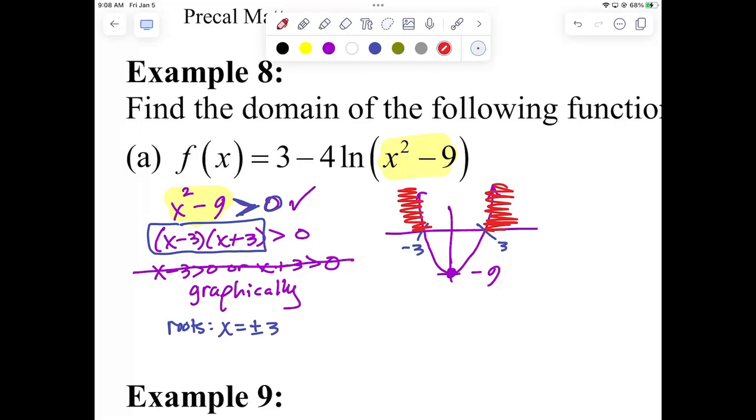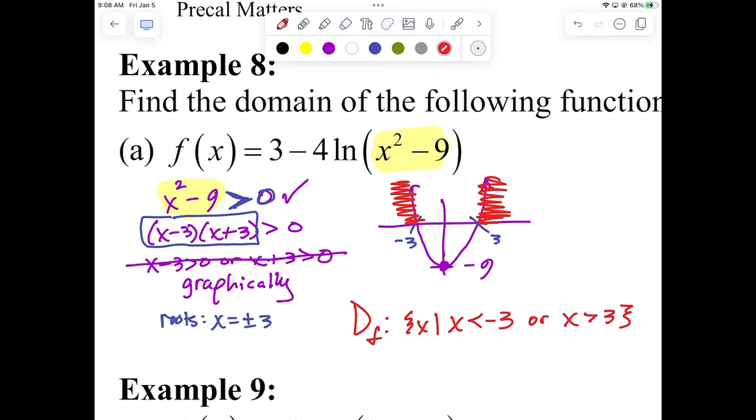Does that ring a bell? Yeah. So for this one, what's the solution? Everything between the x-intercepts or everything outside of? Everything outside of. So our domain of f is going to be the set of all x such that x is less than negative 3, strictly less than, or x is greater than 3. It's outside the x-intercepts. Or if you like interval notation, you could say x ∈ (negative infinity, negative 3) union (3, infinity).